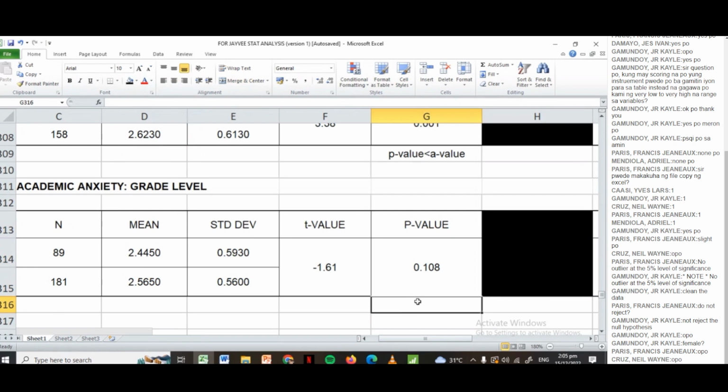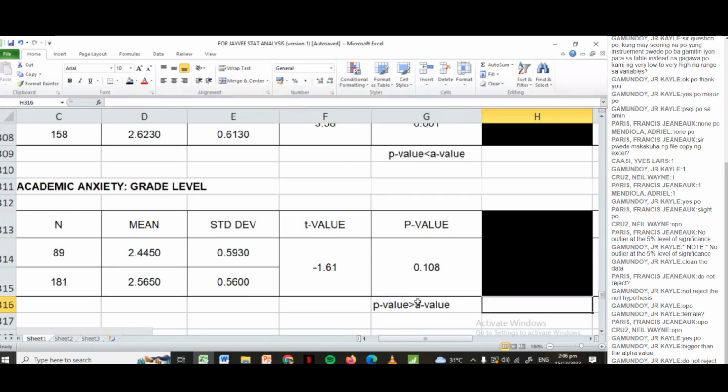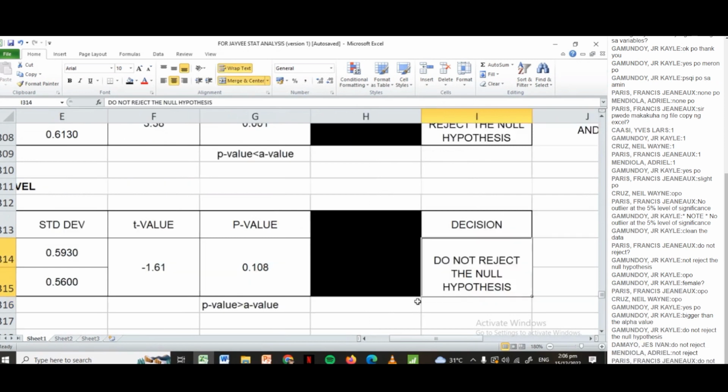Okay, as you can see now, what can we conclude about the p-value? Is it smaller or bigger than our alpha value? So p-value is larger, no? P-value is larger than your alpha value. So what's our decision here? Do we reject or do we not reject? We will not reject. Wala pong accept ha. Do not reject the null hypothesis.